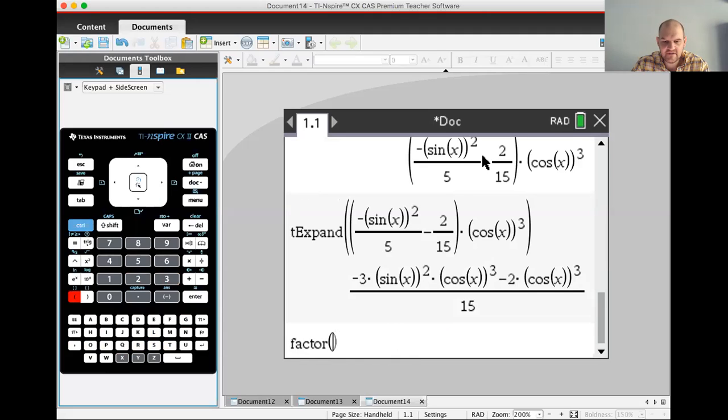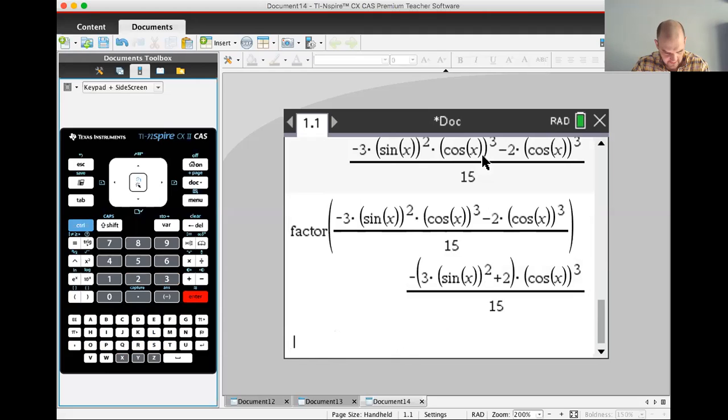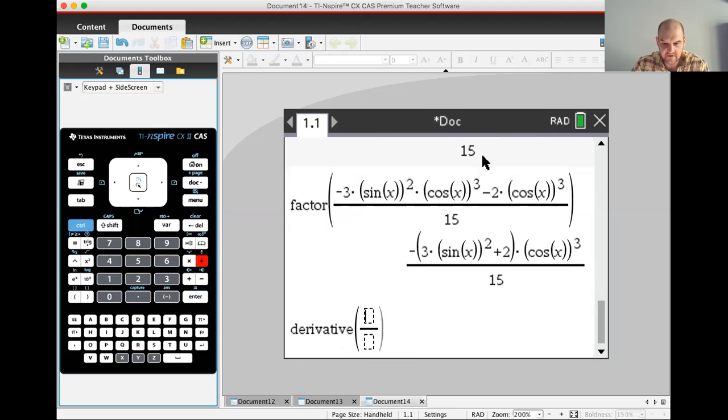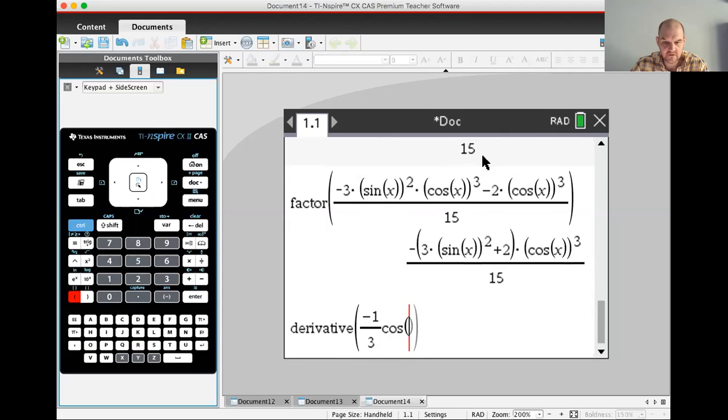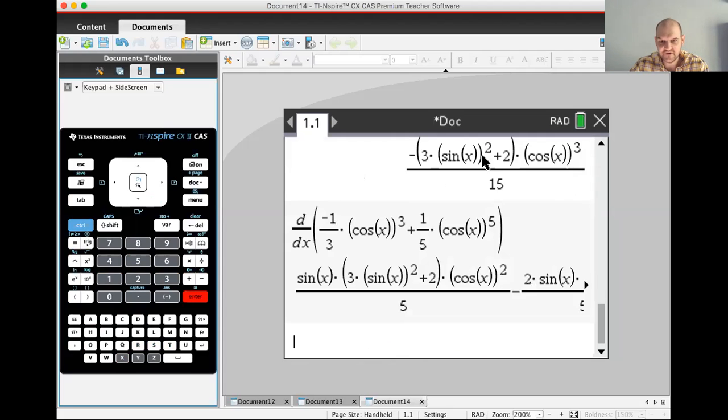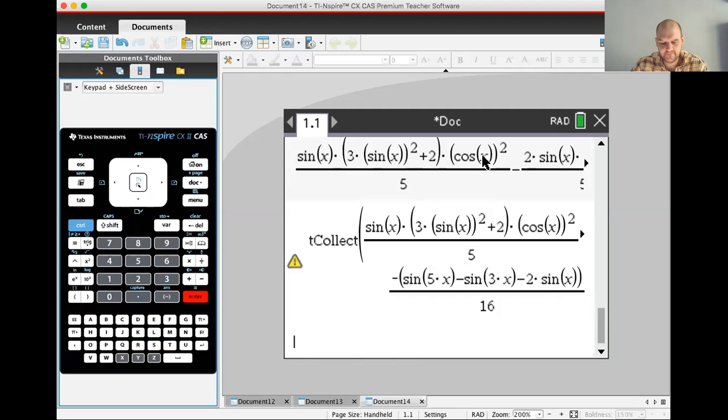Well, if I factor that, no, I don't know. What is it even doing? Oh, it's getting a common denominator, and I don't want to deal with that. Let's take the derivative of our answer. Derivative, -1/3 cosine of x cubed plus. Sometimes you just have to have faith in yourself because checking these is so annoying. Oh my God, t collect. What are we gonna do here?